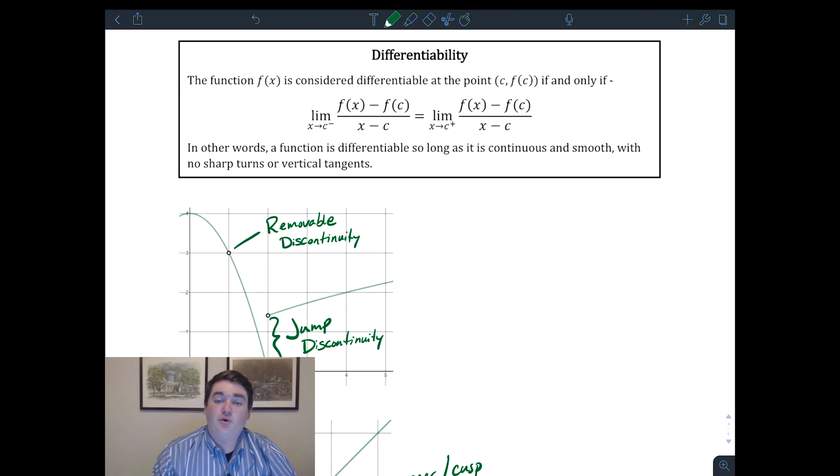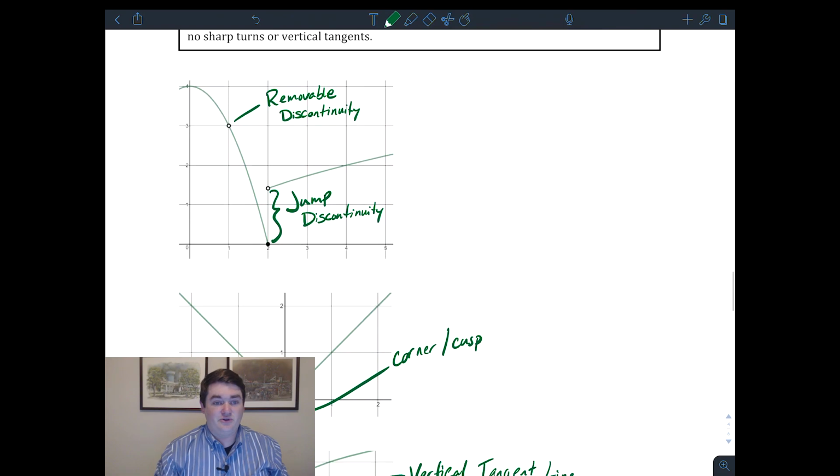And that's it. All right, before we dive into AP problems, I want to talk about differentiability real quick. In other words, what are the criteria for a function to be able to have a derivative, to be differentiable? Well, a function has to be continuous, it has to be smooth, and it has to have no vertical tangents. And quickly, I've got some examples or non-examples for you here.